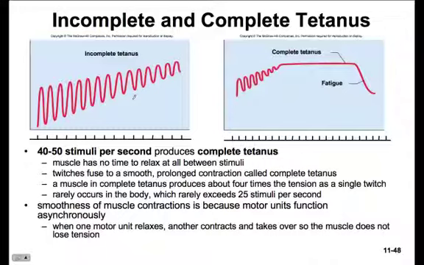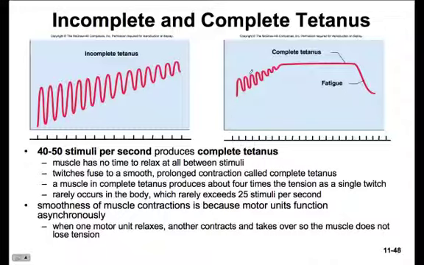Now let's say we were to increase the stimulus to 40 or 50 stimuli per second, which couldn't really ever happen in nature. We only get up to about 25 stimuli per second. It would form complete tetanus. This is not to be confused with the condition caused by the Clostridium tetani bacteria, but it does form this constant paralysis of the muscles because of continuous tension.